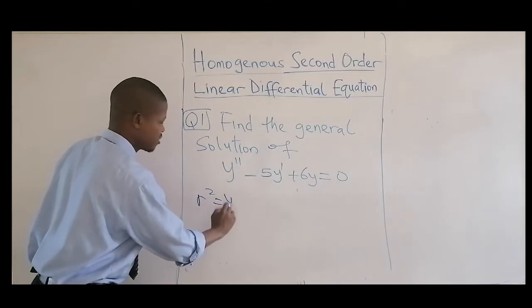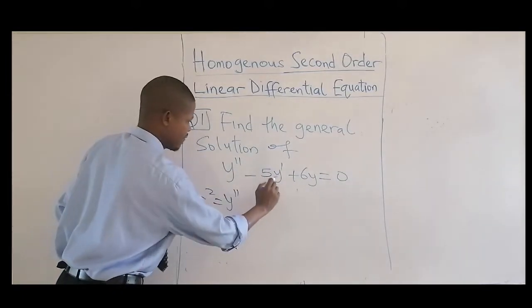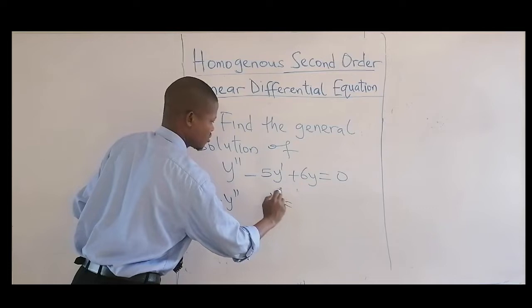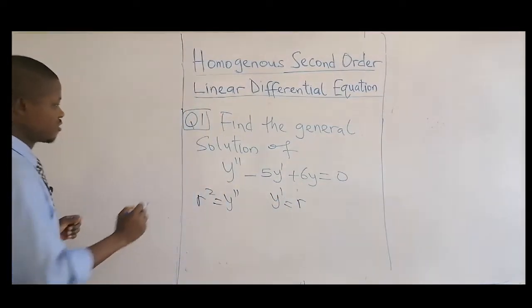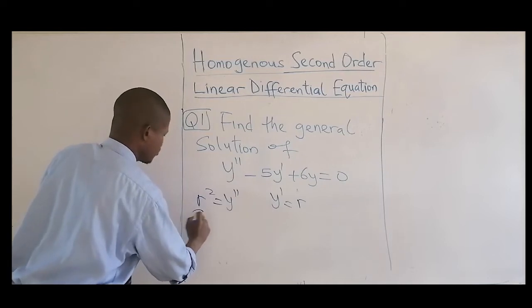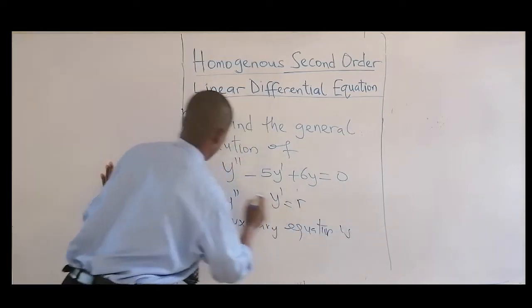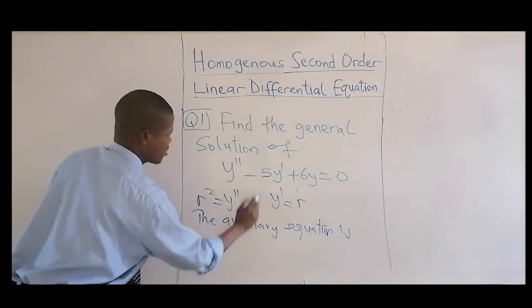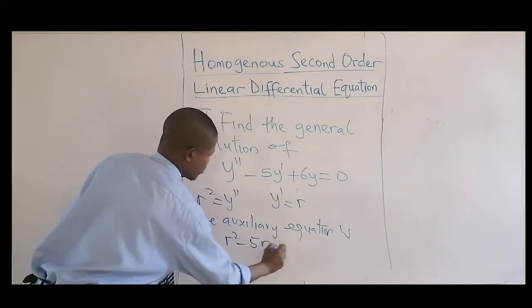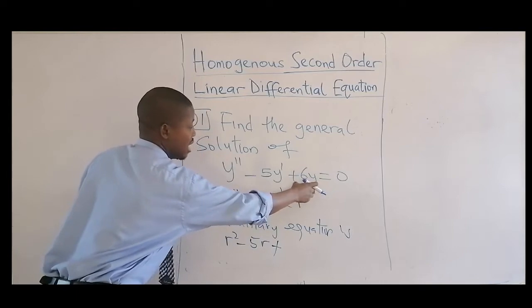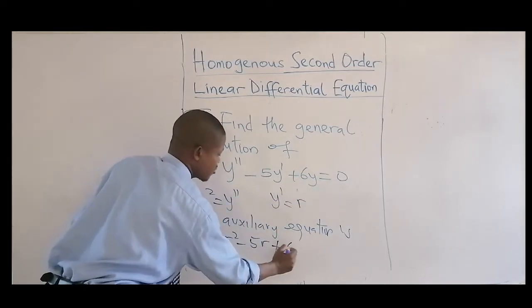That's your second differential. Your first differential represents this. So this equation will now become the auxiliary equation. What do you have here? r squared equals minus 5r, then plus 1. The one without a differential will be the constant, plus 6.